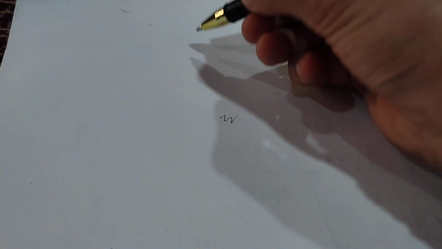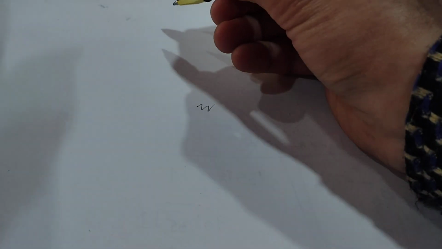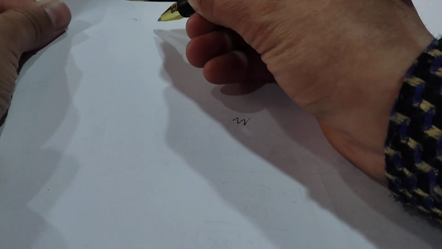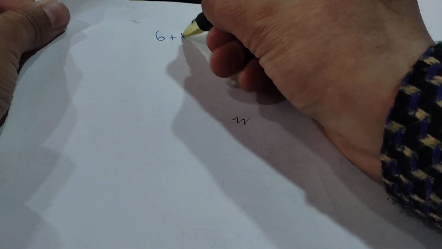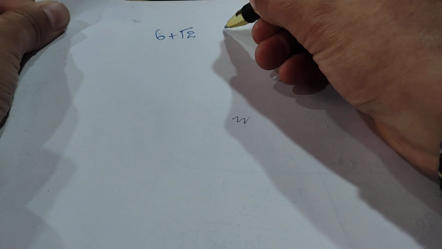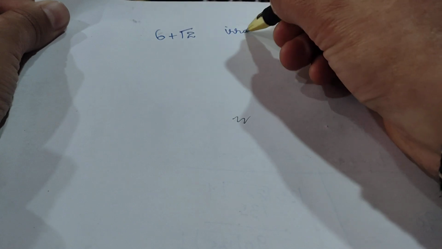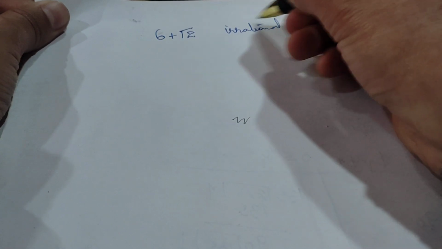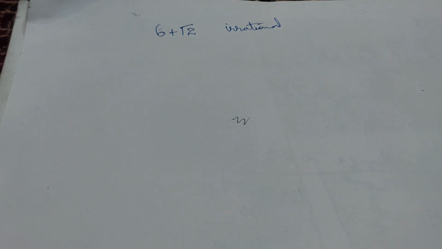Okay, now today one of my subscribers had asked me to prove one of the questions from class 10th, that is, prove that 6 plus under root 2 is irrational. Okay, we have to prove that 6 plus under root 2 is irrational. Now in order to prove this type of questions, we go through the contradictory method.